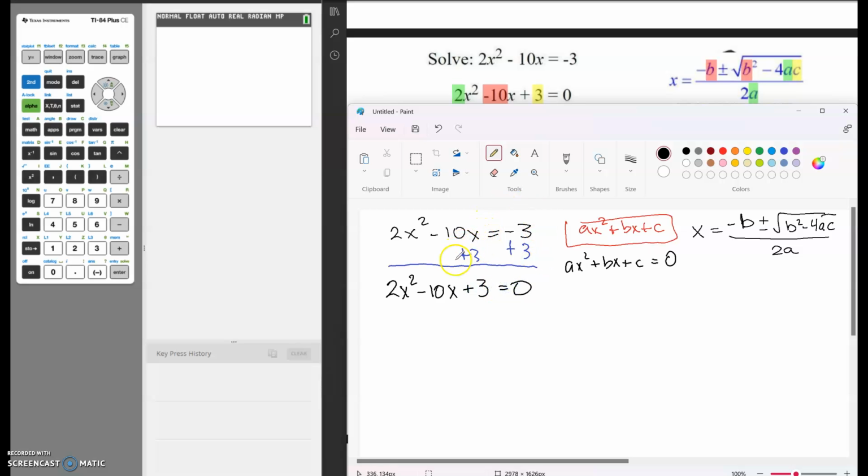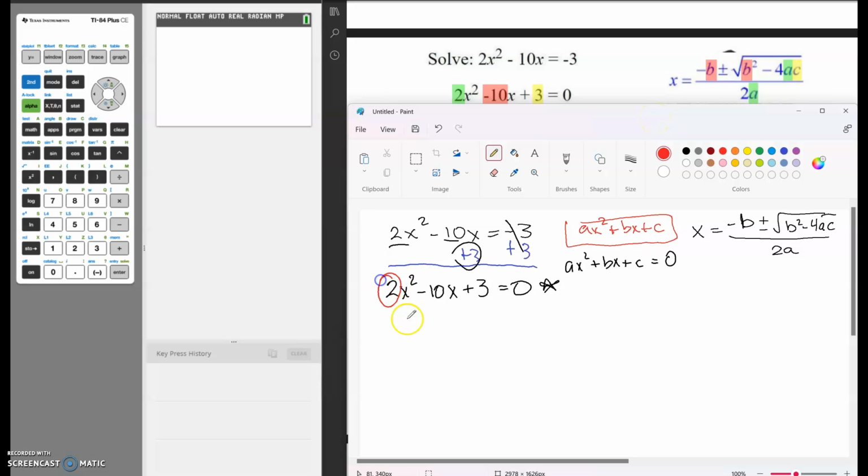Please note, this 3 does not go with that minus 10. It does not go with that 2. That 3 is a constant. It does not go with anything that has an x on it. But the negative 3 plus 3 on the right-hand side of the equation does equal 0, which is what we need before we can use the quadratic formula.